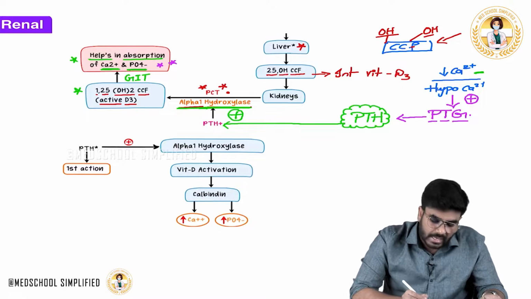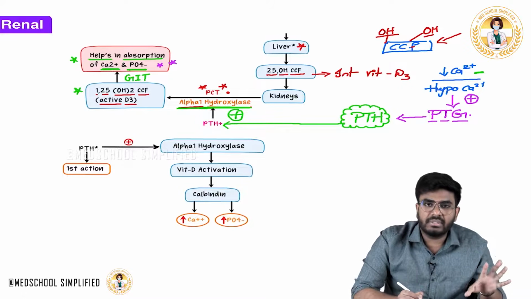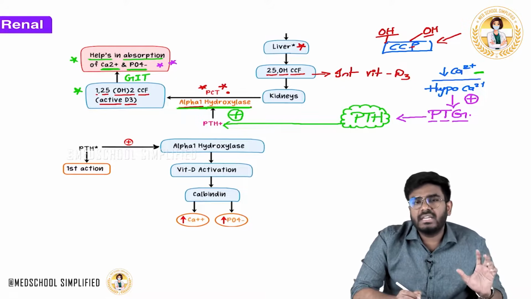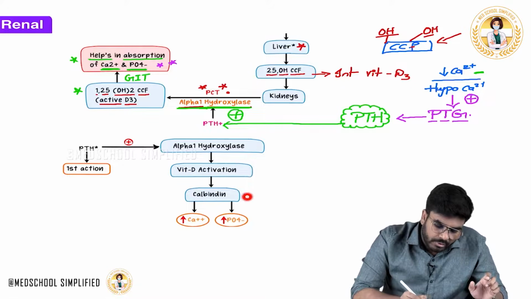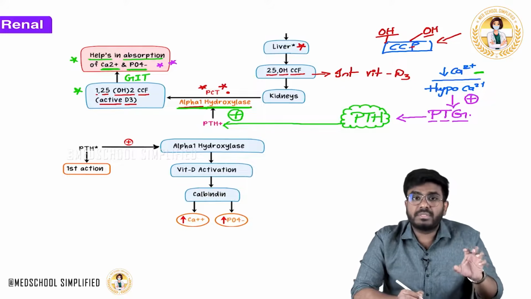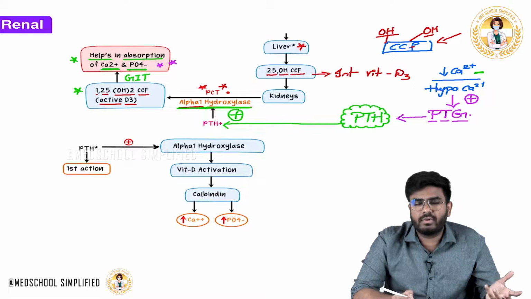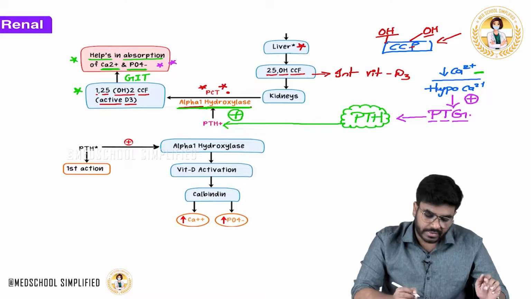In the GIT, whenever the GIT epithelial cells are acted upon by vitamin D, they will produce this calcium-binding protein. It's a protein which helps in absorption of calcium. It helps in absorption of calcium as well as phosphate.